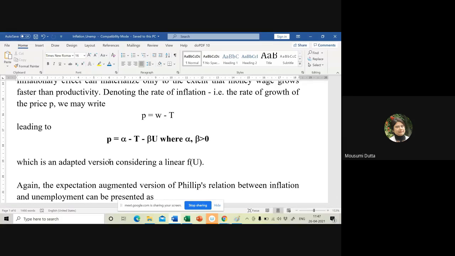Why is this the adapted version? Because as I mentioned, Phillips actually started with the relationship between W and U, not between P and U. Later, Phillips adopted this version. Therefore, this is the adopted version which considers the relationship between inflation and unemployment. Since we are considering a linear relationship between W and U, a similar type of linear relationship will be considered in the context of the inflation equation.